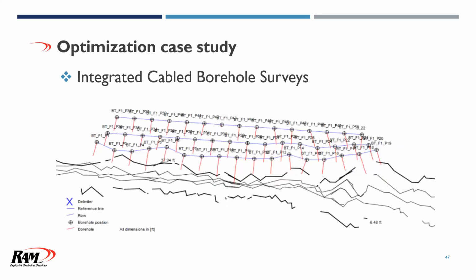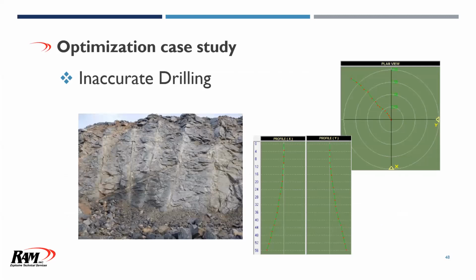Along with that, they also looked at the borehole surveys, and what they found was a significant deviation in certain areas that you can see represented in here. The red lines you're seeing coming from the borehole are the actual borehole surveys integrated into the model. And you can clearly see it here on the face. You can see the bullseye view and the side views.